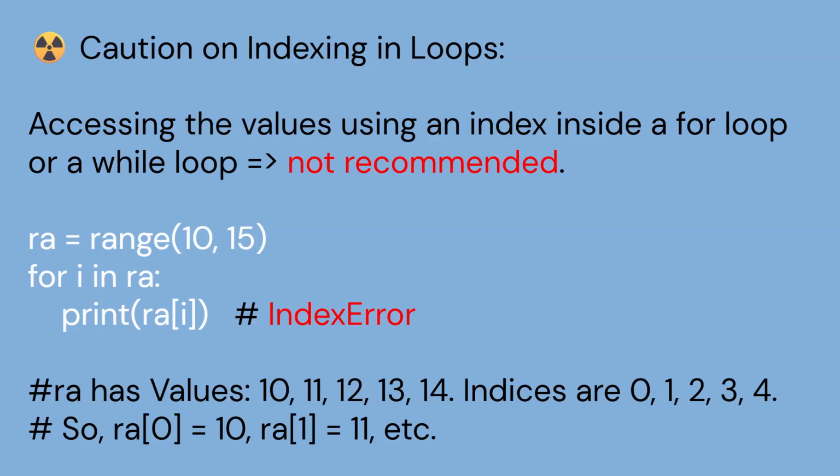Raw has values 10, 11, 12, 13, 14. Indices are 0, 1, 2, 3, 4. So raw[0] is 10, etc. This loop tries to access raw[10], raw[11], and so on, which are not valid indices for a sequence of length 5. It throws an index error. My recommendation? Avoid using the range index unless you have a very specific need. Stick to the clean for i in range syntax.